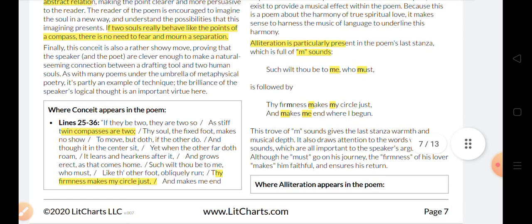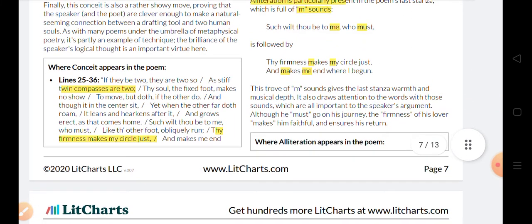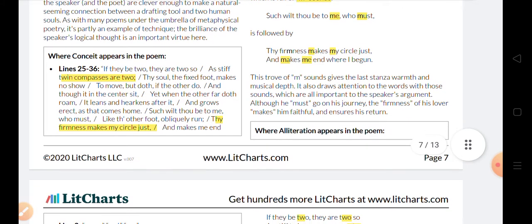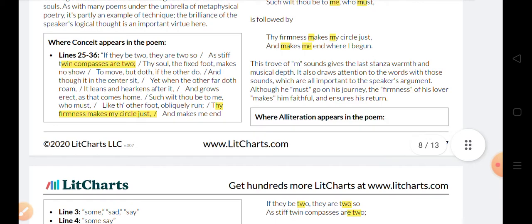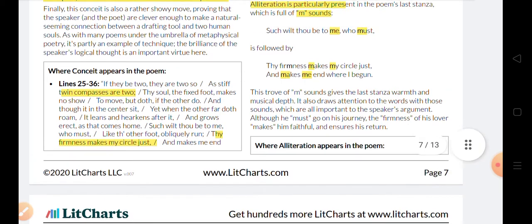It will occur in lines 25 to 36, where the compasses are two, and thy firmness makes my circle just.